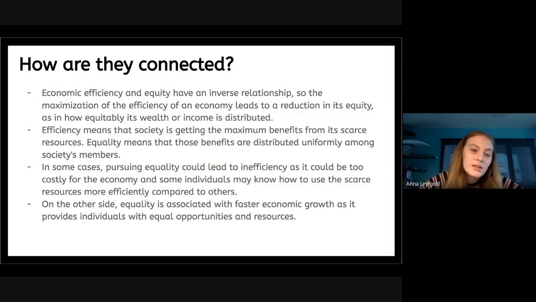In some cases, pursuing equality could lead to inefficiency, as it could be too costly for the economy, and some individuals may know how to use the scarce resources more efficiently compared to others. On the other side, equality is associated with faster economic growth, as it provides individuals with equal opportunities and resources.